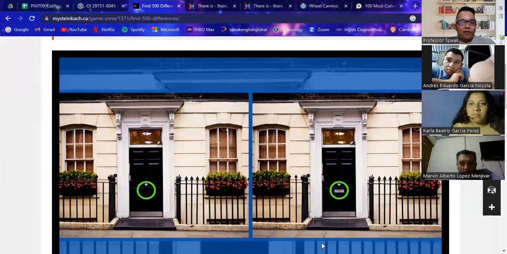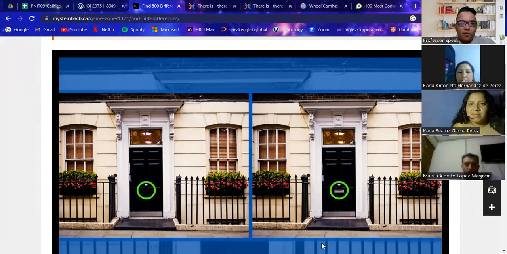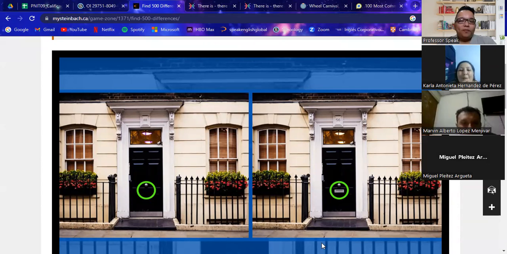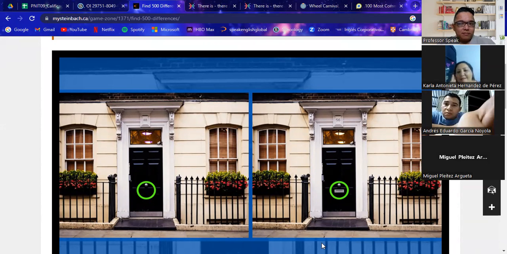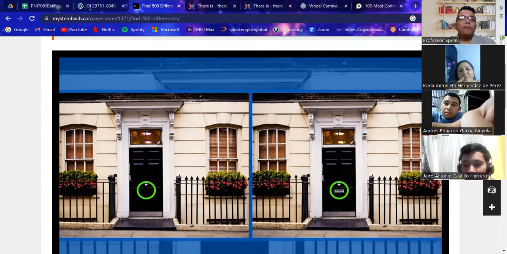Any other difference? The window. The windows. Number of holes. La cortina, no sé cómo. The curtains. Mm-hmm. Okay, let's see. The windows or the curtains? The window. The numbers. Which window? Es más the window on the right?